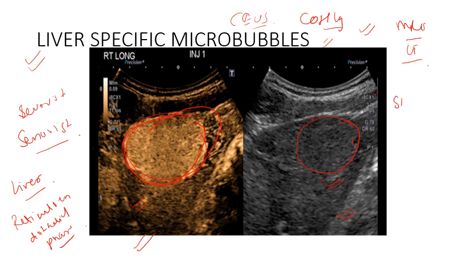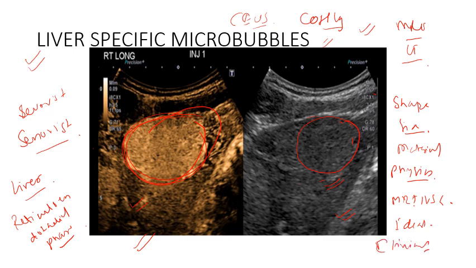What is the shape of microbubble contrast agent? What is the size of contrast agent? What materials are they made up of? What is the physics behind them? Why are we using them instead of MRI and CT contrast agent? What is the ideal microbubble contrast agent, and their clinical applications. Thank you so much.